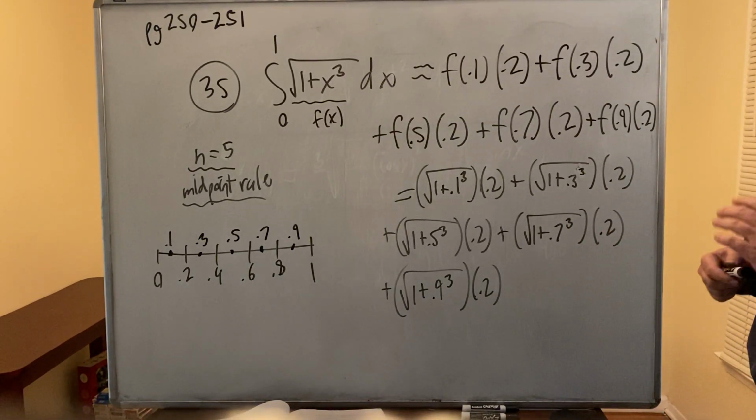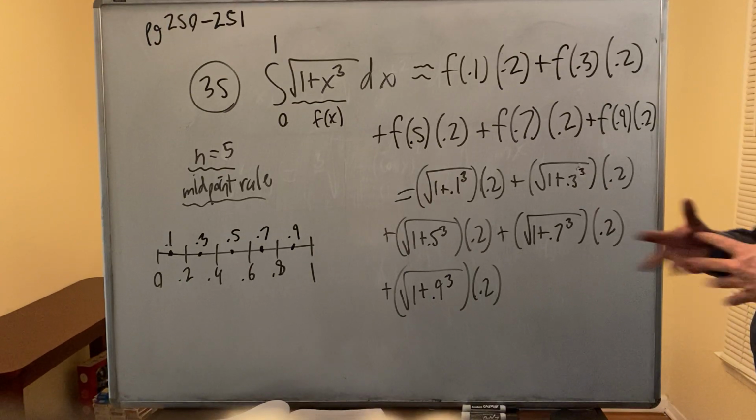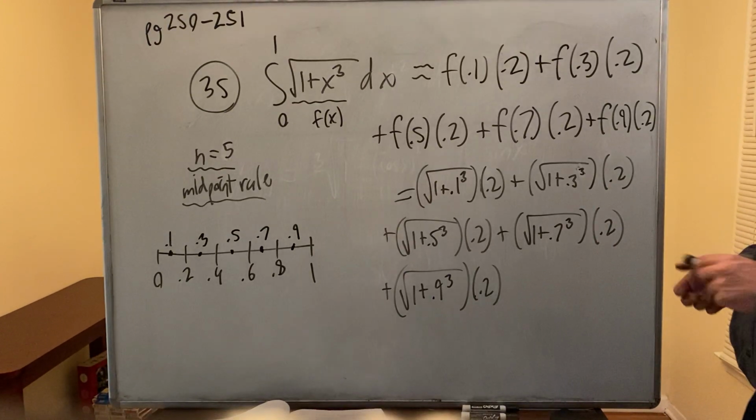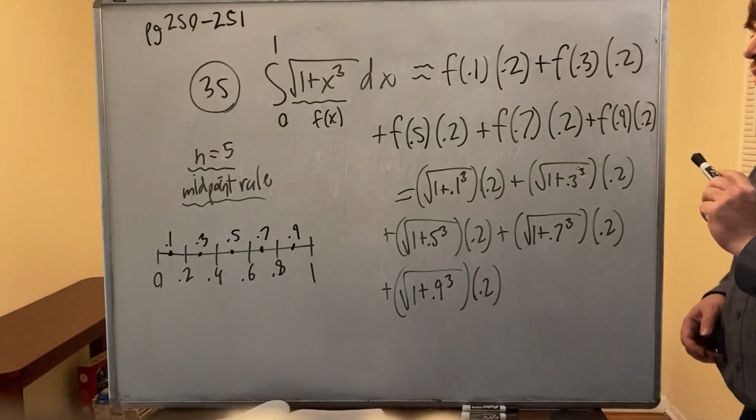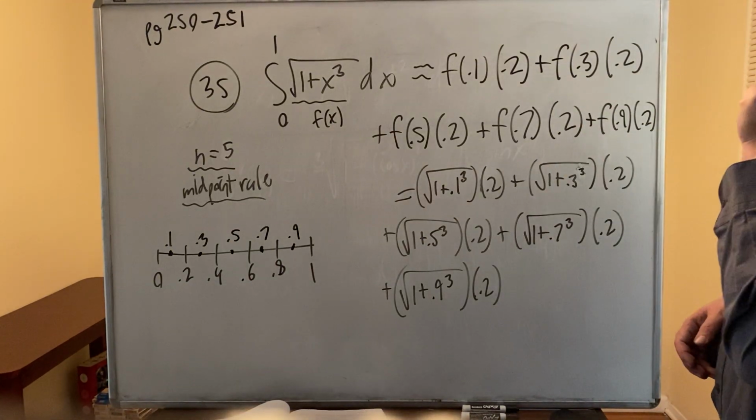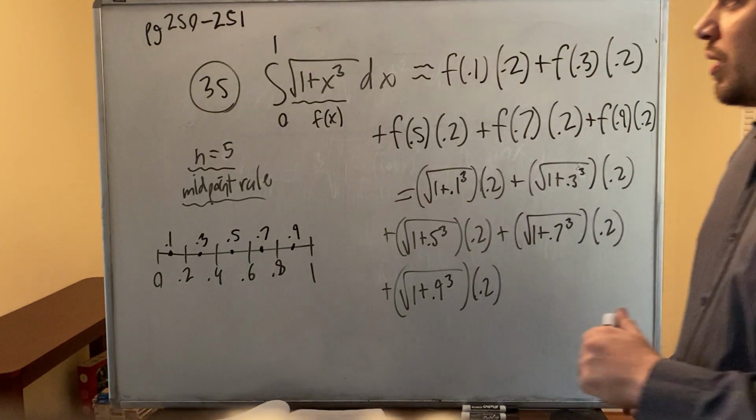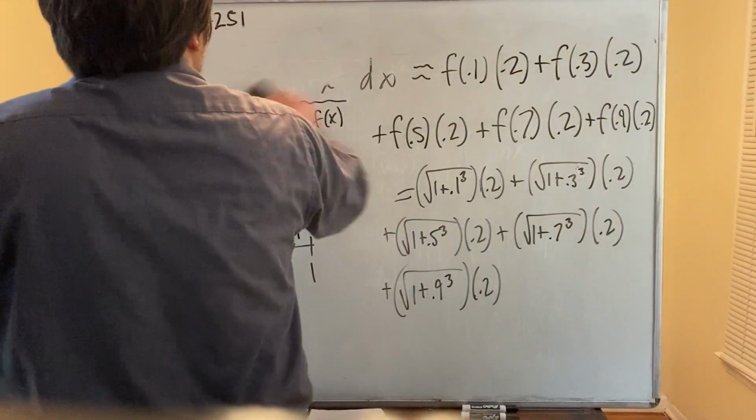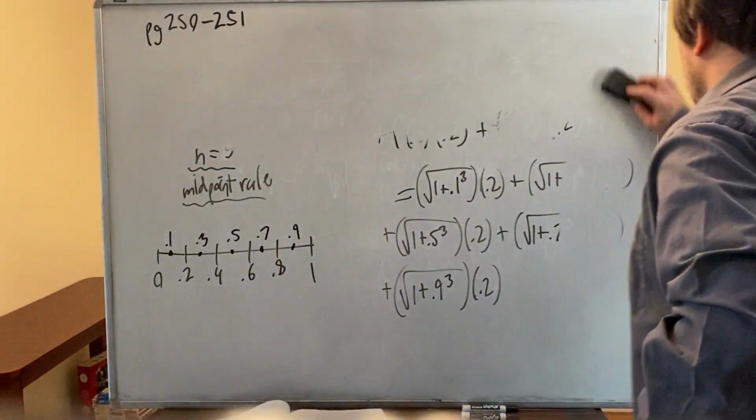So you plug those 5 products into your calculator, you add them up, and you get an approximation. So that's number 35, using the midpoint rule with n equals 5. Okay, let's continue.